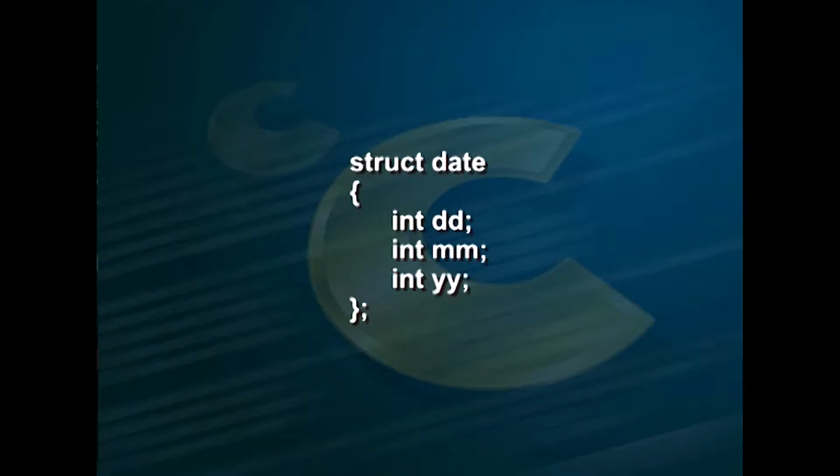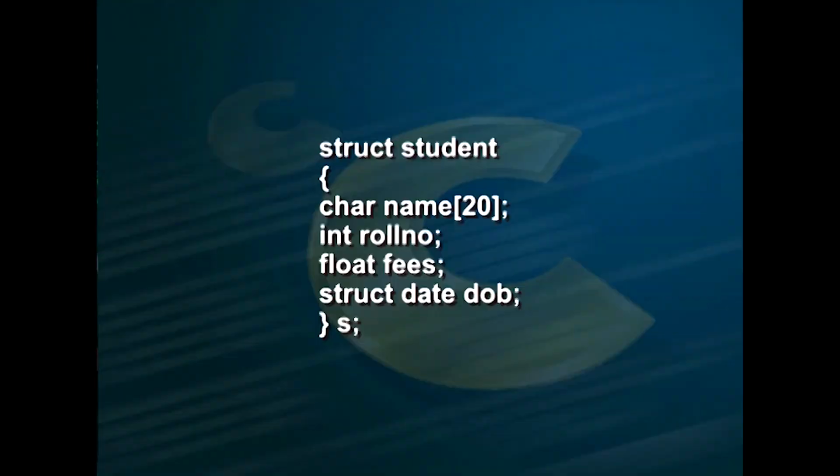Nested structure. If a structure contains one or more structures as its members, it is known as a nested structure. Let us consider an example that declares a nested structure to store the date of birth of a student. We can declare a structure to store date as struct date { int dd; int mm; int yy; };. This structure date can be used as a member in another structure as shown on the screen. struct student { char name[20]; int roll_number; float fees; struct date dob; } s; The structure date has been made a member of structure student.